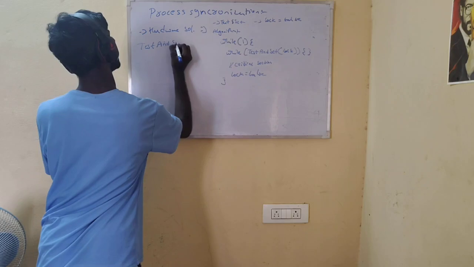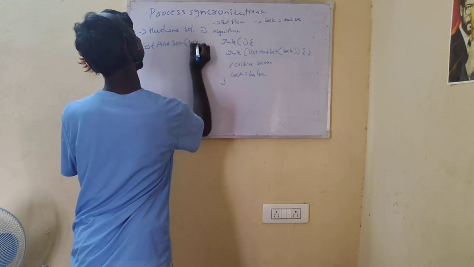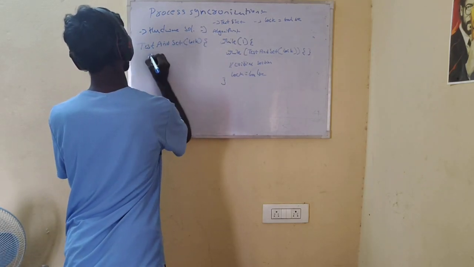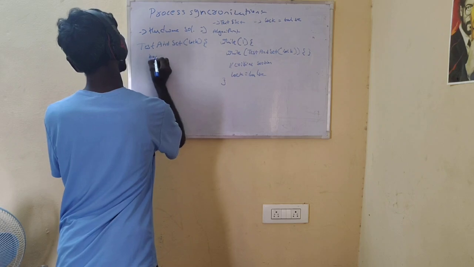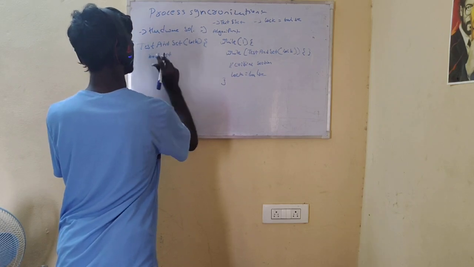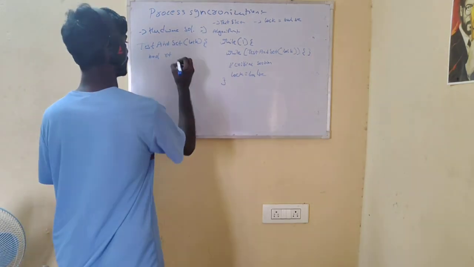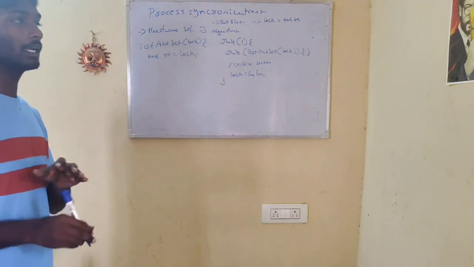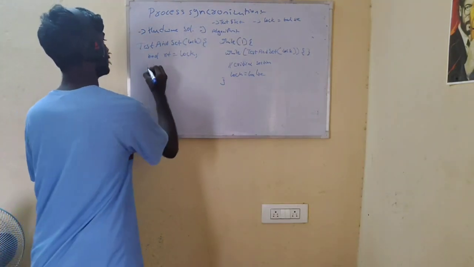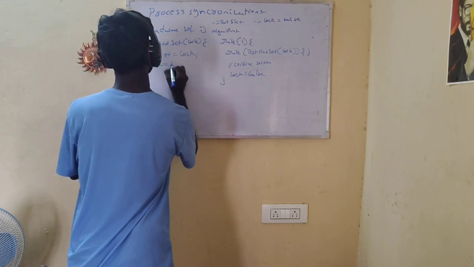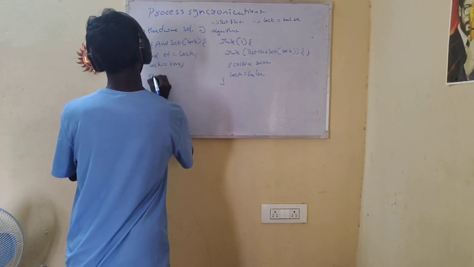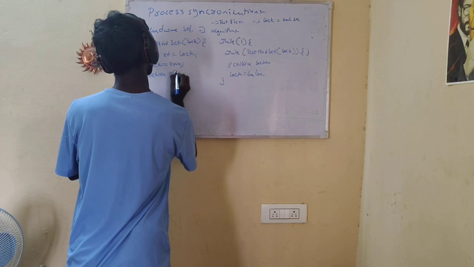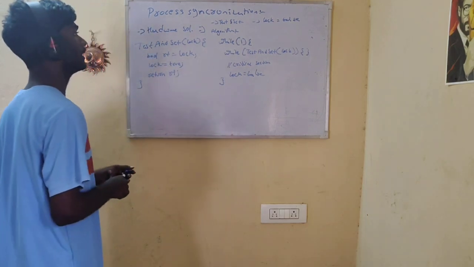So this is the structure of our program, and here the definition for test and set will be test and set of lock. Inside this test and set, initially we have a bool RT, which is the return value. This is a temporary variable which holds the value of lock whenever it enters the function, and lock will always be set to true, and we are going to return RT, which is the value of lock when it entered the function.